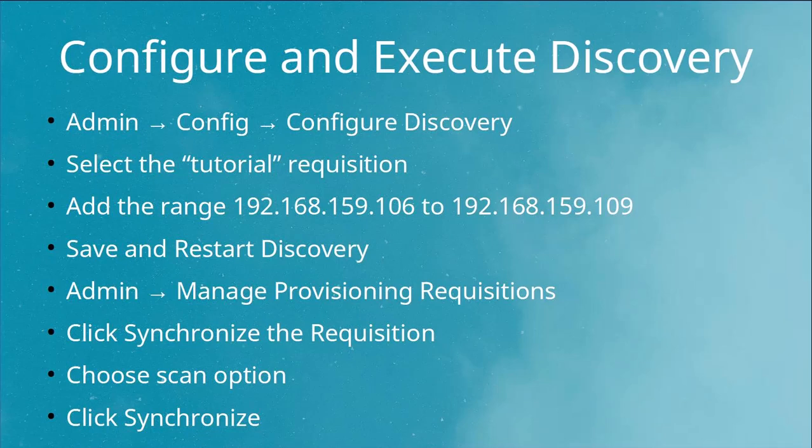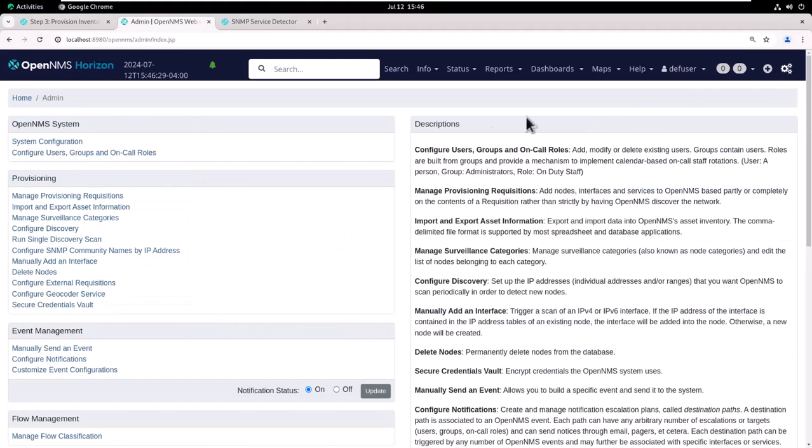The range is 192.168.159.106 to 192.168.159.109. Per the OpenNMS documentation, once discovery has been configured, return to Manage Provisioning Requisitions and sync the requisition, scanning everything. Click on Admin Configuration.